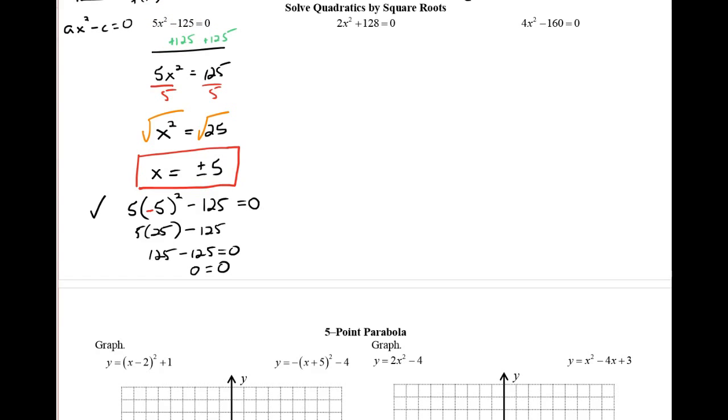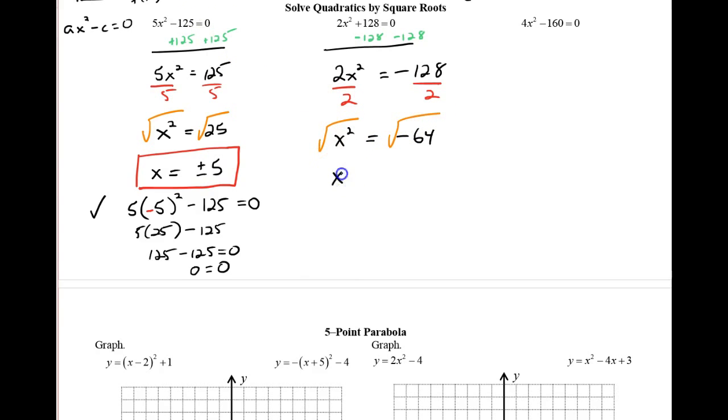Alright, so for the next one, we're going to move the 128 over, so we minus 128 to both sides. And so we get 2x squared equals negative 128. Divide by 2. And we get x squared equals negative 64. Square root both sides. And we get x equals.